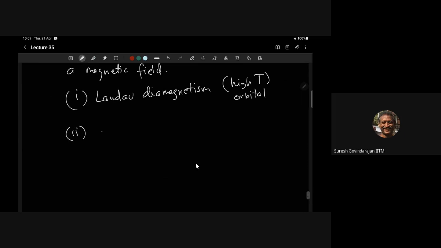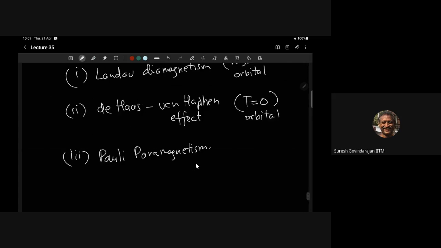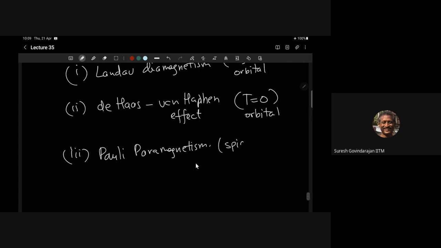Then the second one was the de Haas-van Alphen effect, which shows various discontinuous curves, right? This is T equal to 0, again orbital. And the last one is Pauli paramagnetism. Okay, and this is just the spin contribution.